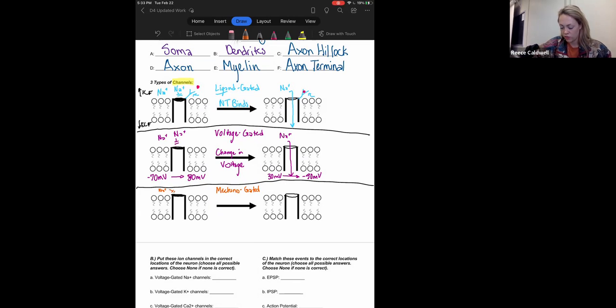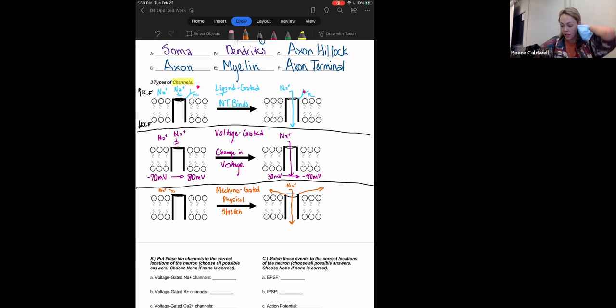It can't just simply diffuse in. With our mechanogated channels, which we find mostly in skeletal tissue, there will be some type of physical stretch of the membrane itself, and this will cause those channels to open. So a stretch or some mechanical deformation of the membrane itself will cause that channel to open, and the ion, or the sodium in this case, can move into the cell. So we see physical stretch will open the mechanogated channels.